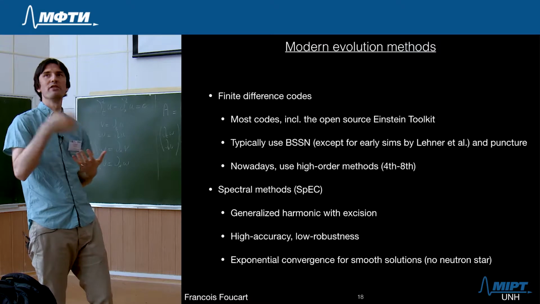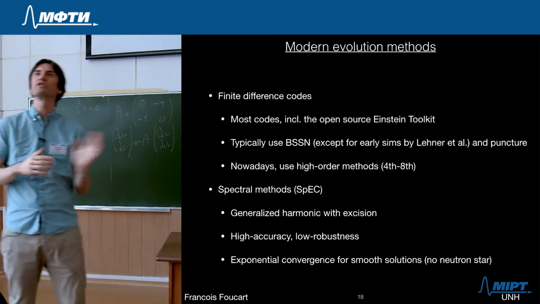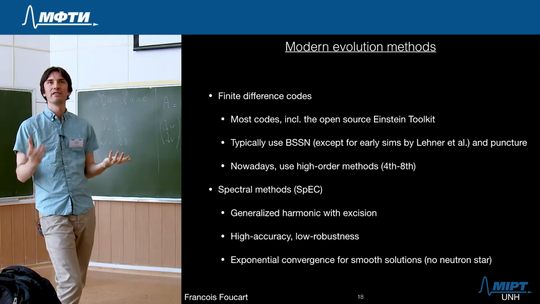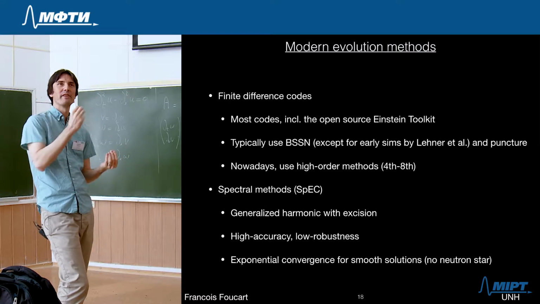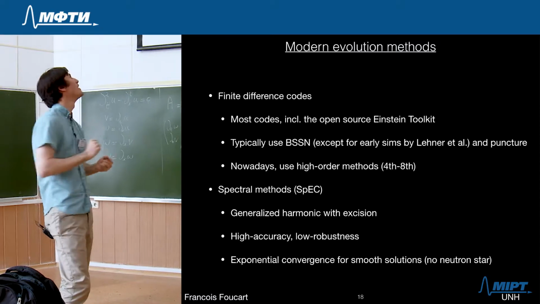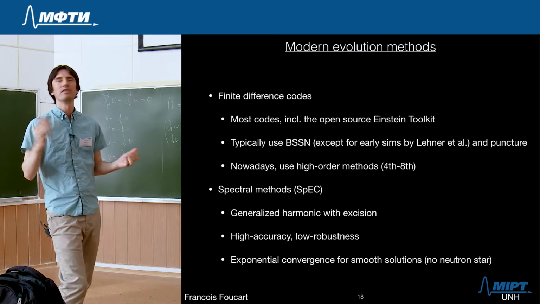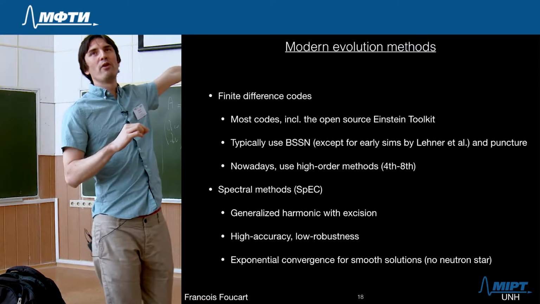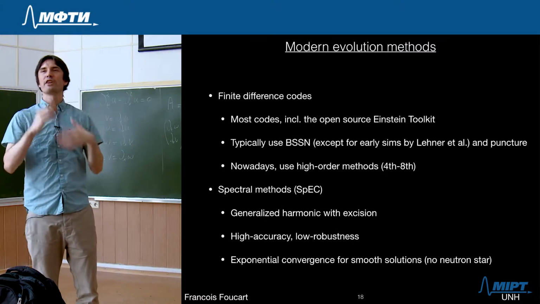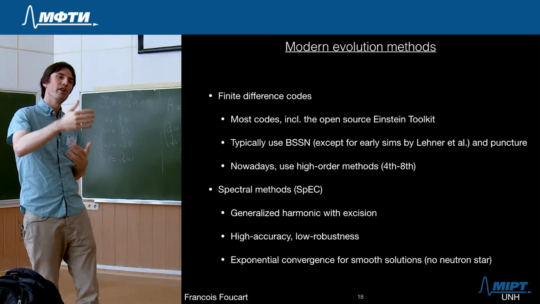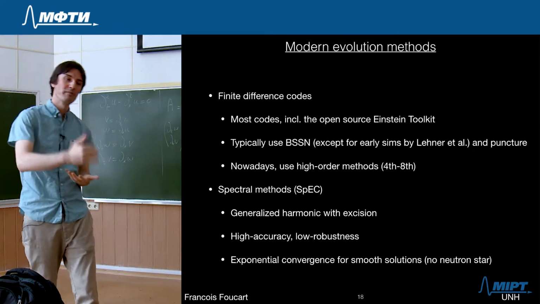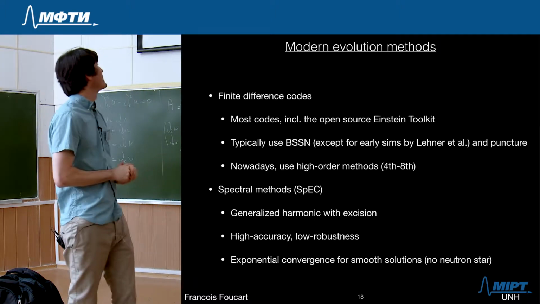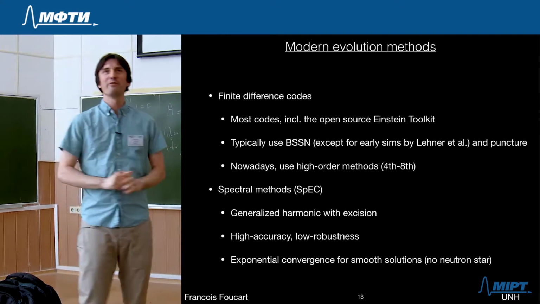That works by expanding your solution on a set of basis functions, if you're not familiar with spectral methods. The advantage of spectral methods is that if the solution is smooth, and general relativity without matter is smooth, except at the black hole, of course, you get exponential convergence of the solution with the number of grid points as opposed to polynomial. So the accuracy of your code becomes a lot better with less resources if you are using spectral methods. The price to pay is that it might be high accuracy, but it has very low robustness.